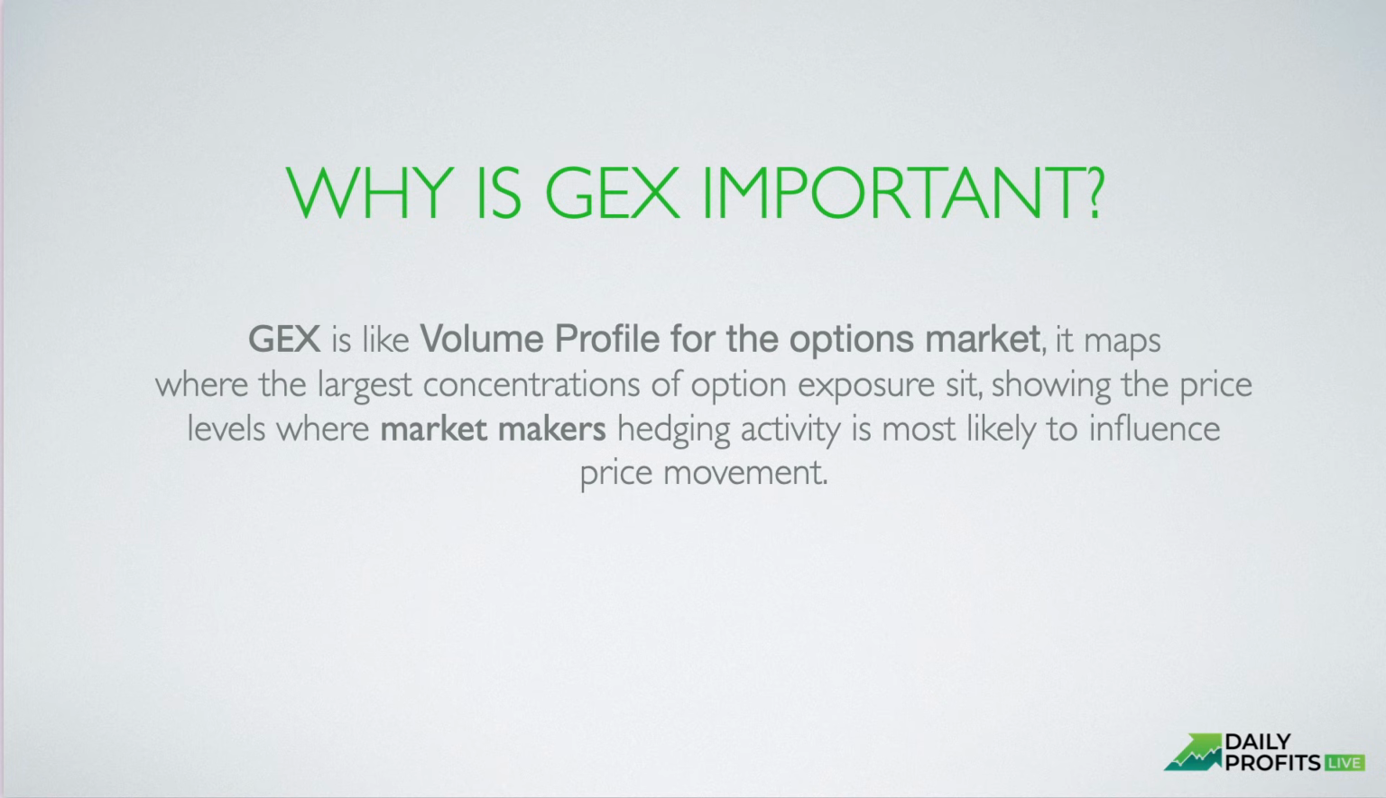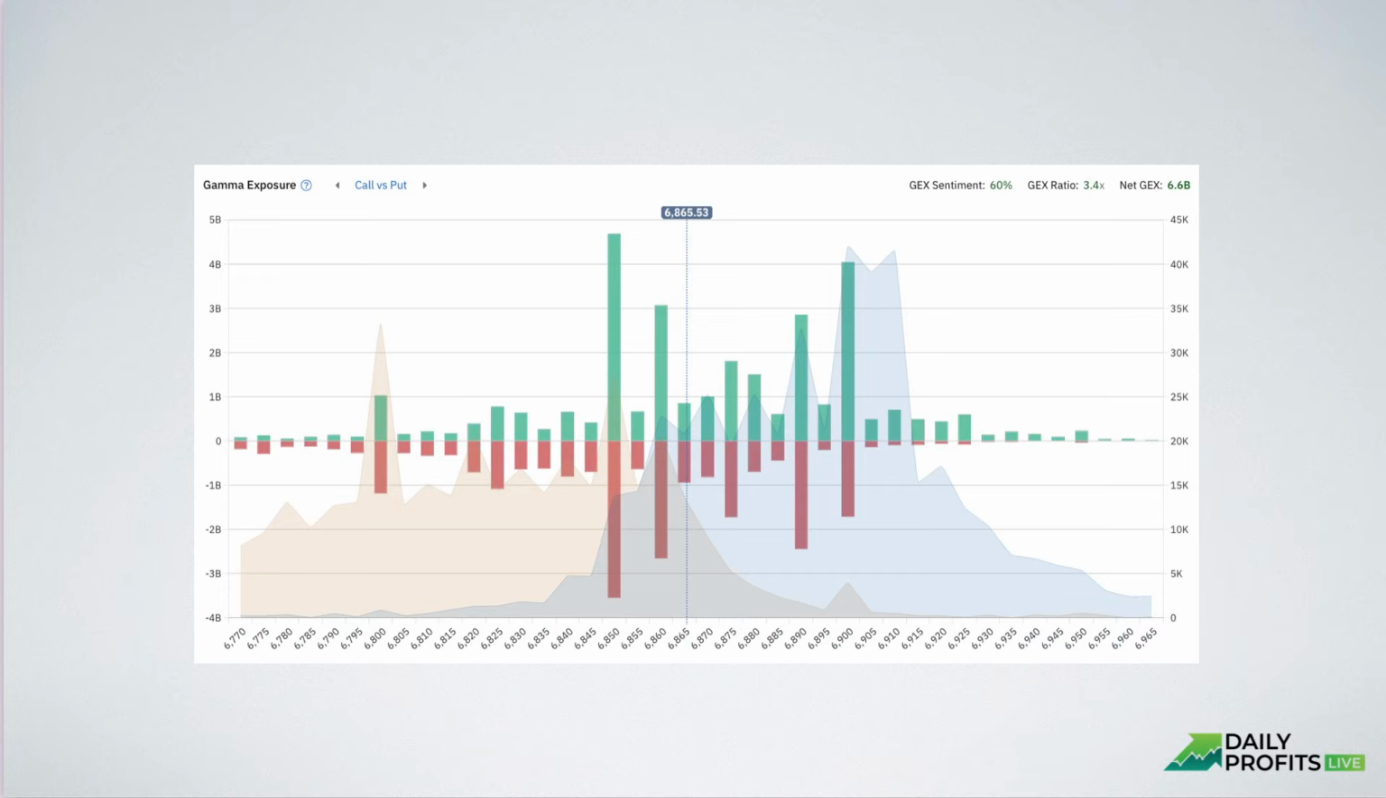It actually has a little bit more of a predictive element to it, which is interesting, and we'll get into that in a little bit. It maps where the largest concentrations of options exposure sit, and it shows price levels where market makers' hedging activity is most likely to influence price movement. And so getting to know where market makers are going to react is really important in the options market, right?